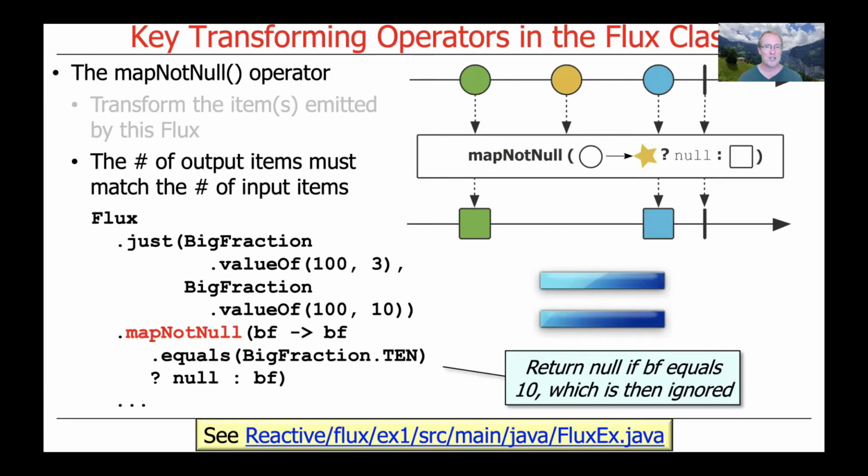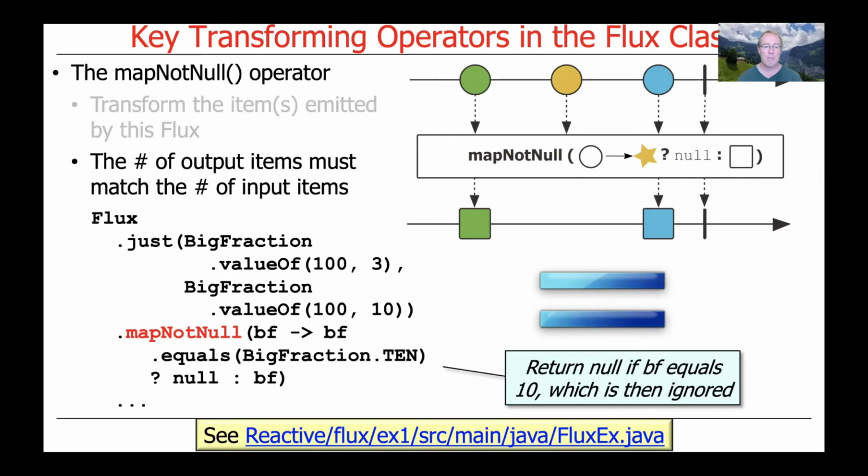Here's an example we'll take a look at in the case study at the end of this lesson. In this particular example, we create a flux stream consisting of a couple of BigFractions. The first will have the numerator 100 with a denominator of 3. The second will have a numerator of 100 with a denominator of 10, which obviously equates to the value 10 because 100 divided by 10 is 10.